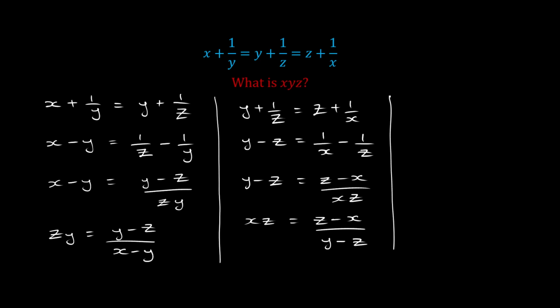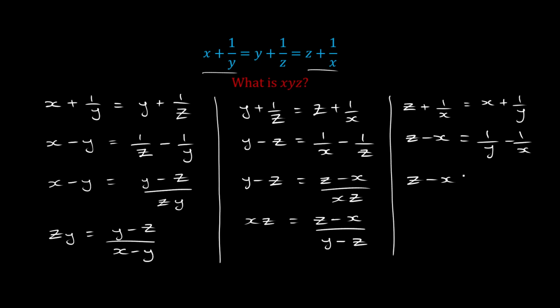Now let's do this for the last part, which will use the first and the third. So now we have z plus 1 over x is equal to x plus 1 over y, and this would now be equal to z minus x is equal to 1 over y minus 1 over x, and let's combine these fractions. So z minus x is equal to x minus y over xy. Let's get xy on one side: xy is equal to x minus y over z minus x. And by now you should be able to see where we're going from here.